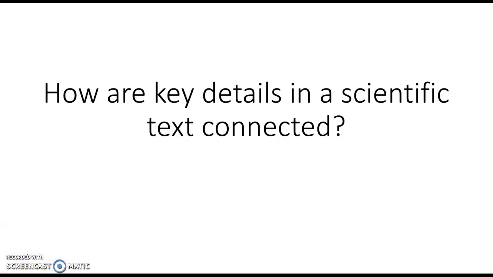Your lesson essential question is, how are key details in a scientific text connected? So again, this week we are talking about those connections in an informational text. We're looking at the key details and specific words that connect them. This week we're talking about scientific texts. Last week, you remember, we learned about historical texts. The week before we talked about steps in a process. Now we're talking about scientific texts.